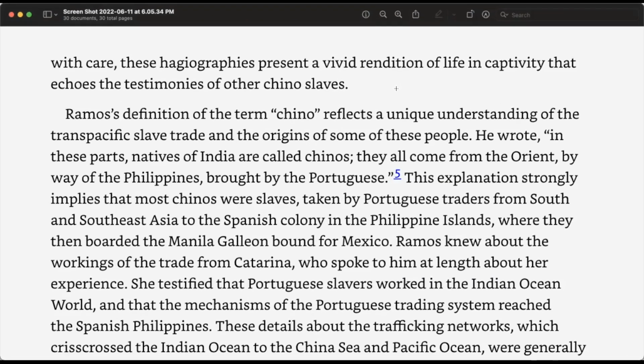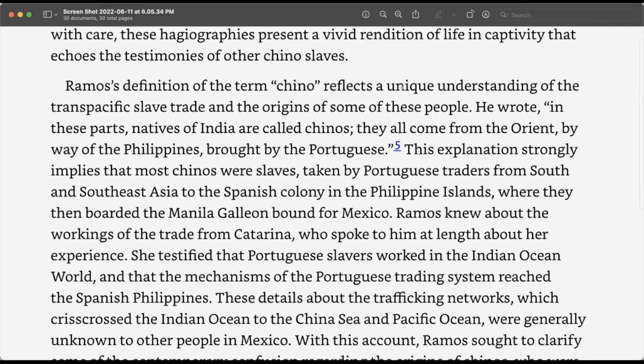Now it says here, interesting part, it says Ramos' definition of the term Chino reflects a unique understanding of the trans-Pacific slave trade and the origins of some of these people, all right, the origins. He wrote in these parts, natives of India are called Chinos, all right? Hindus were being called Chinos, like I was telling you.